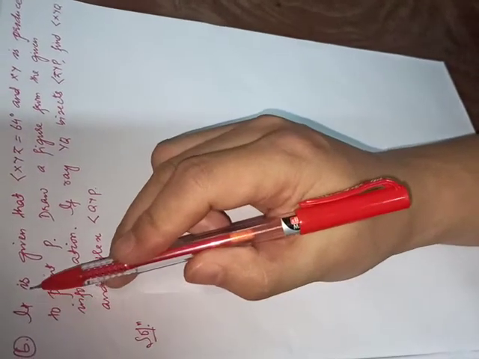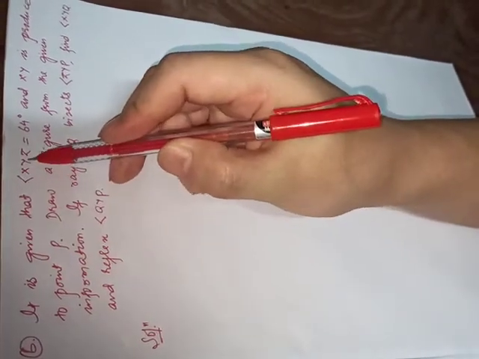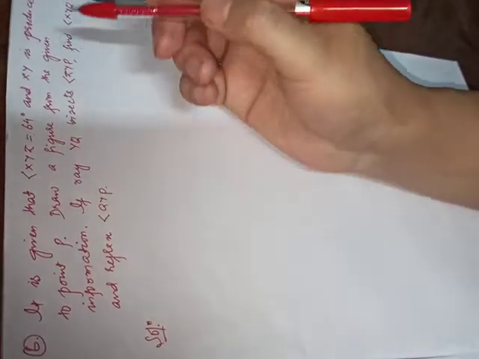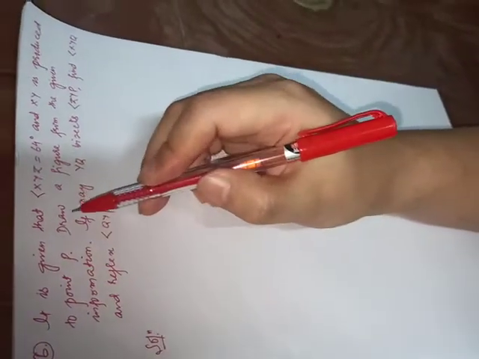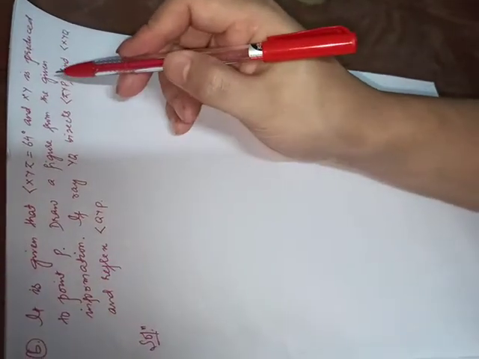Okay, let's go to question number 6. Alright, so our question 6 says, it is given that angle XYZ equals 64 degrees and XY is produced to point P. Draw a figure from the given information.